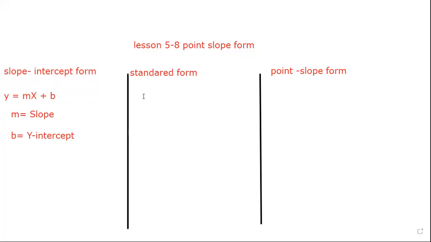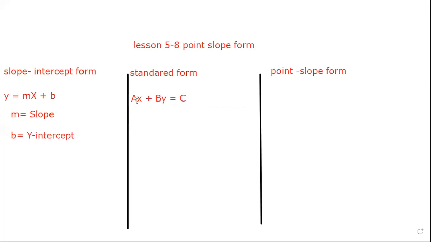Okay. Standard form. Who can tell me the rule for the standard form? The rule for the standard form is ax plus by equals c. So an equation in this form is called a standard form equation. Standard form equation: ax plus by equals c.